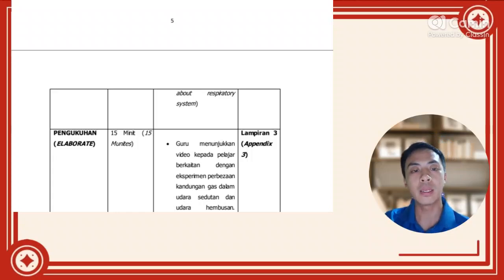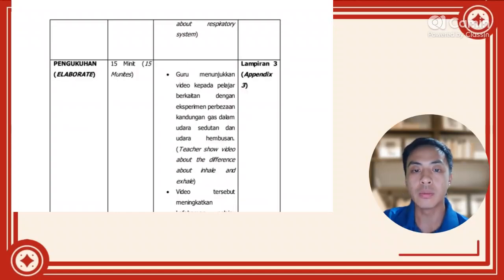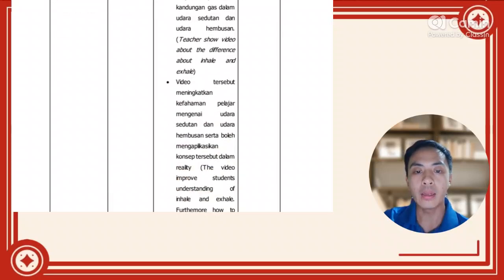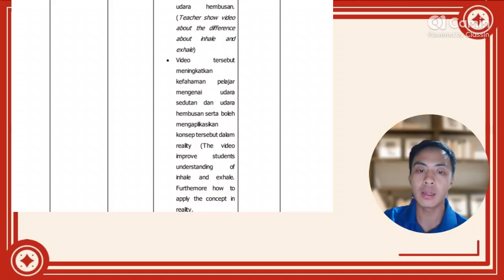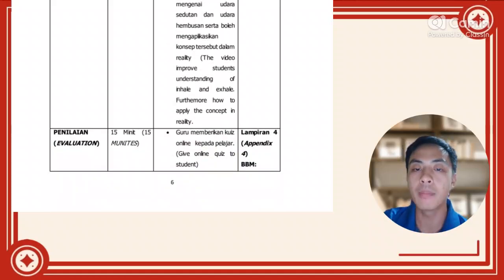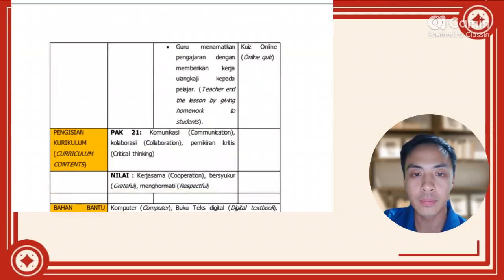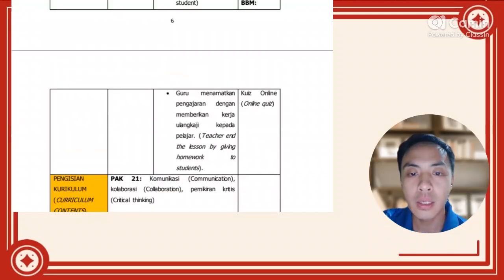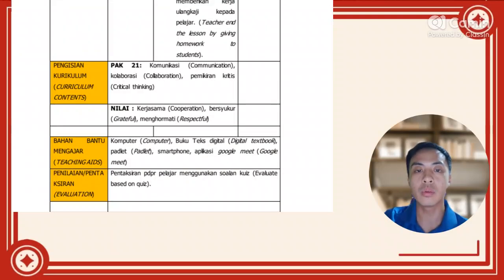The next part is elaborate, and this one takes about 15 minutes, where the teacher shows a video about the difference between inhale and exhale, and the video improves student understanding of inhale and exhale, and furthermore how to apply the concept in reality. And the last one is evaluation, which takes about 15 minutes. This one gives an online quiz to students. And the teacher ends the lesson by giving homework to students.